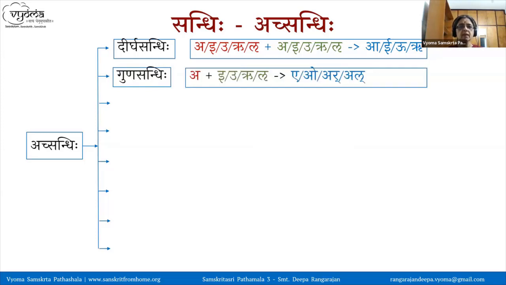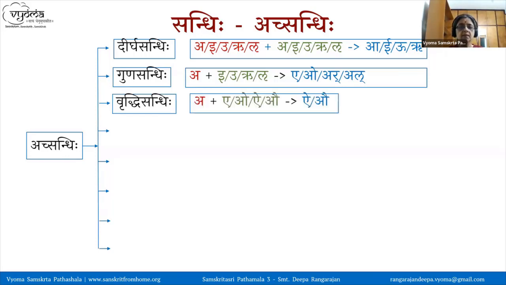In Guna Sandhi, when Akara or Akara, so here wherever just the Hrasva is mentioned, it includes the Dirgha as well, unless specifically we say just the Hrasva. So when it combines with I, U, R or L, then the Guna letters A, O, R and Al are the Adeshas in the place of the Akara as well as the second letter, which can be an I, U, R or L. Here also the Dirgha forms are included. In Vriddhi Sandhi, Akara is followed by A, O, I, O, and the Adeshas are I and O, which are Vriddhi letters.